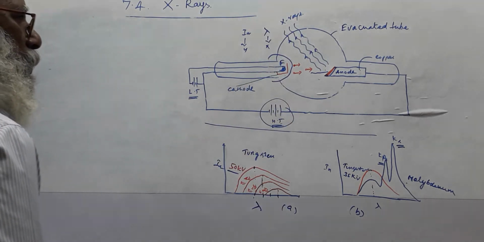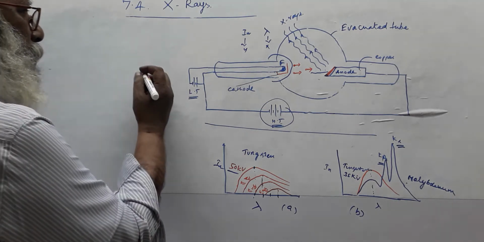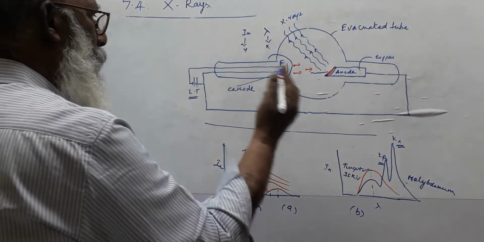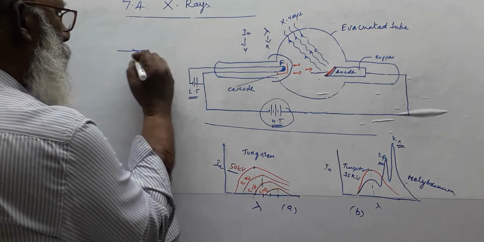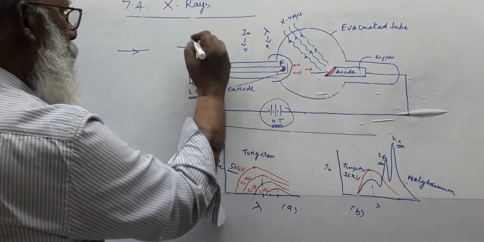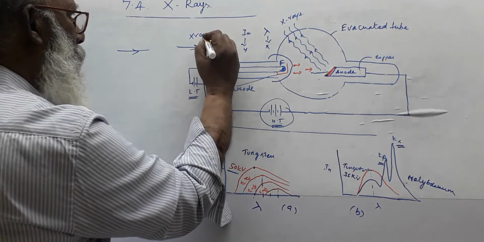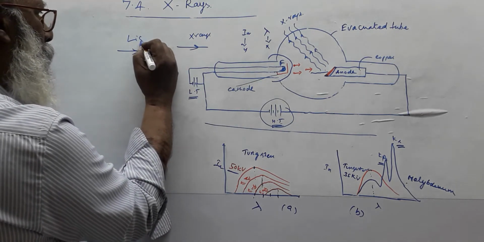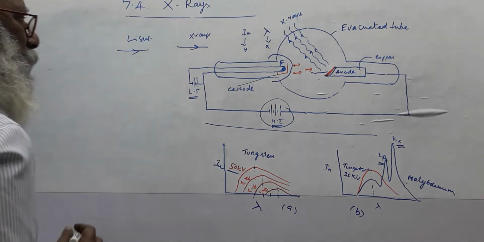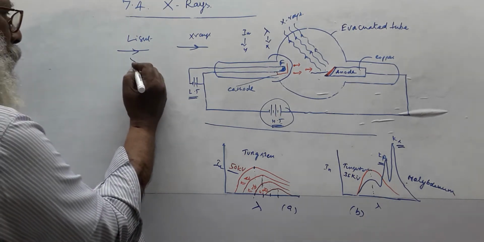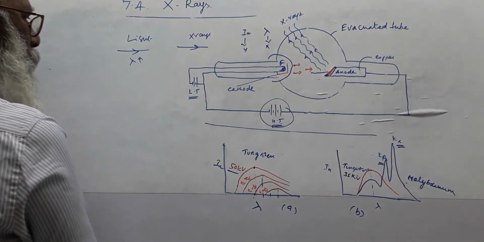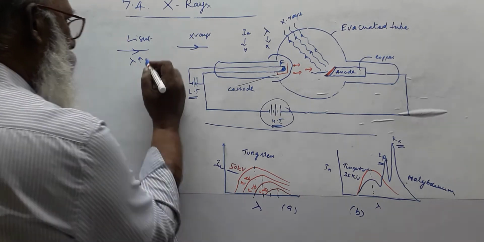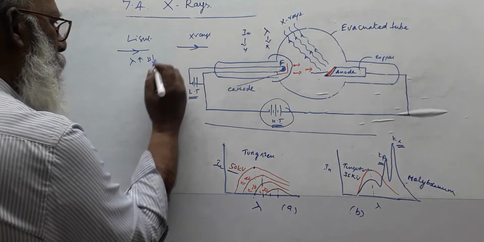Okay. Now, what's the difference between ordinary light rays and X-rays? X-rays and ordinary light rays. This was asked for 1 mark. How can you differentiate? Ordinary light rays have more wavelength and less frequency.